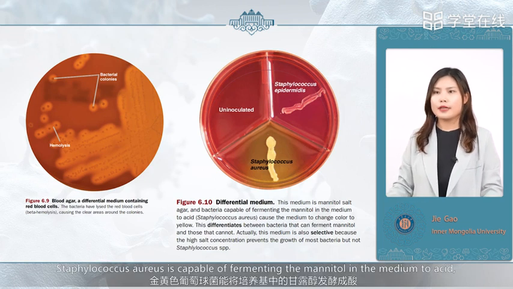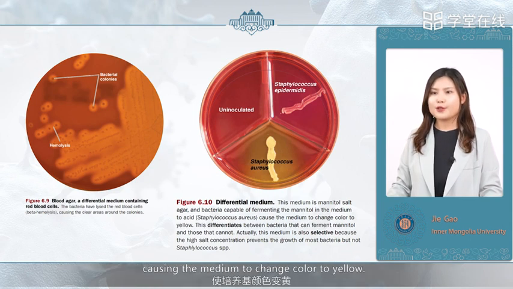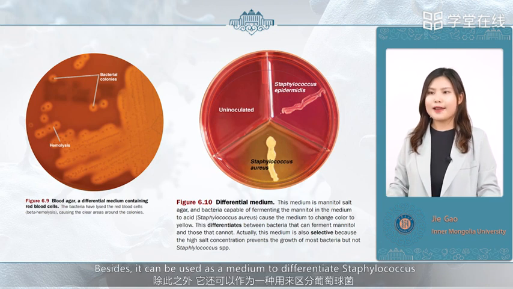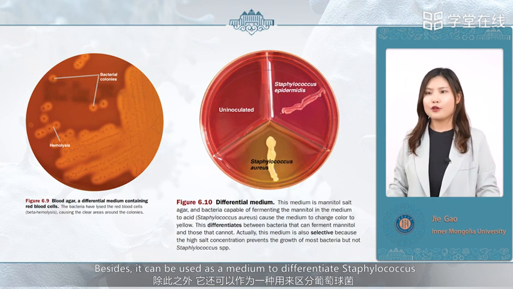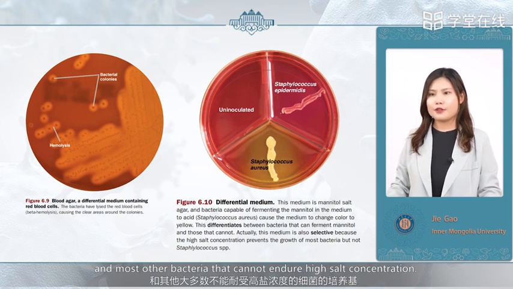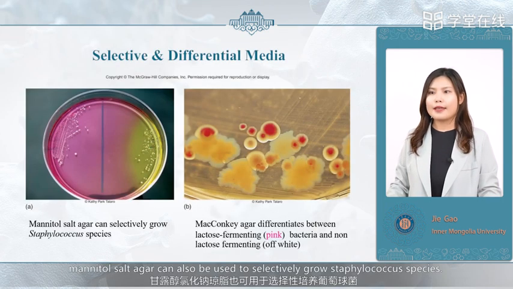Staphylococcus aureus is capable of fermenting the mannitol in the medium to acid, causing the medium to change color to yellow. Besides, it can be used to differentiate Staphylococcus from most other bacteria that cannot endure high salt concentration. As a matter of fact, mannitol salt agar can also be used to selectively grow Staphylococcus species.